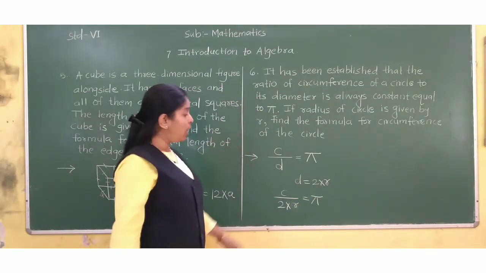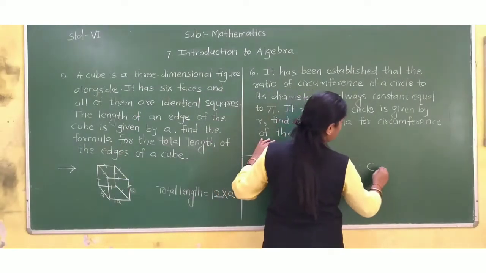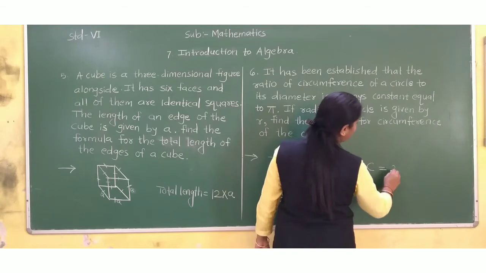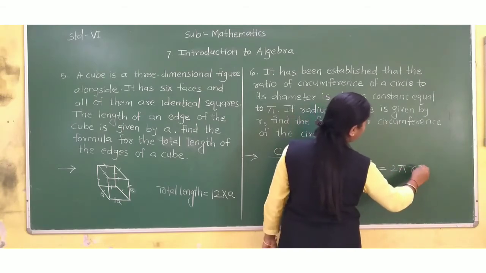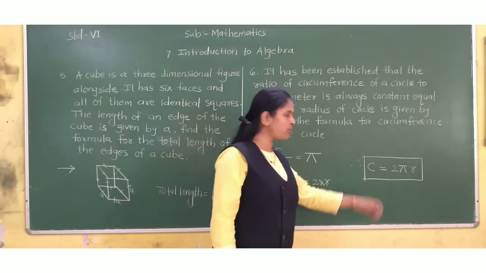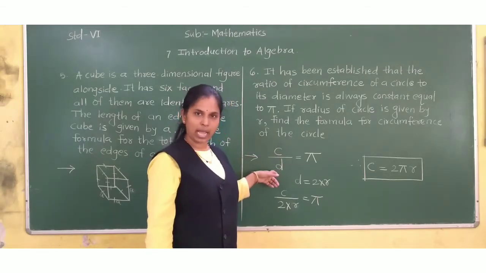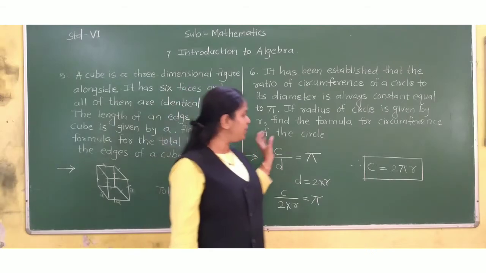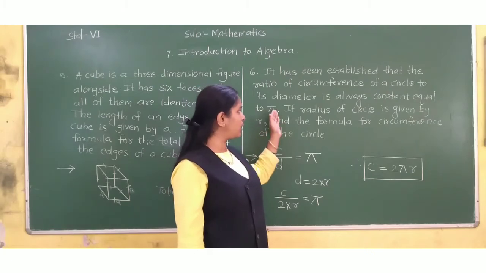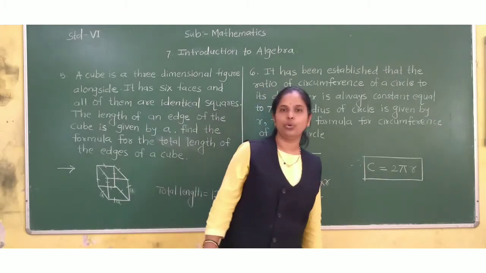So C upon 2R is equal to pi, correct? We want only the formula for circumference, so the circumference is equal to 2 into R moved to the right side. So the formula becomes 2 into pi into R. This is the formula to find the circumference of the circle when the radius is given. At first they had given the diameter by taking the ratio, and then they asked us to find the formula for the circumference when radius R is given. Followed? So the formula is equal to 2 pi R.